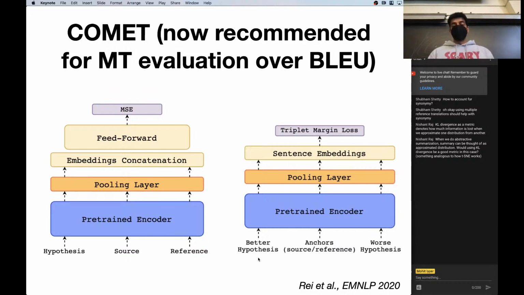So here I have one system output that humans said was ranked better than the second system output, this worse hypothesis in this slide. So we take the same setup. We have this pre-trained encoder. We pool, we get these sentence embeddings, but then instead of concatenating them and feeding them through a feed-forward layer, here we're going to use a contrastive loss function, like a max margin loss, to make the better system output's representation closer to the reference, and farther away from the worse system output.